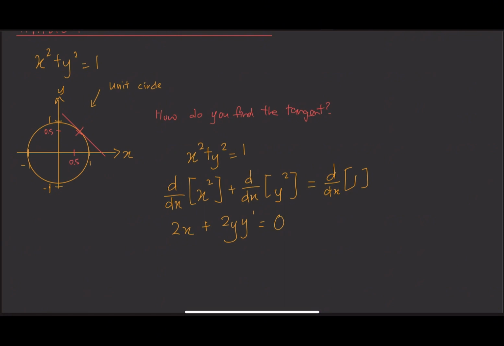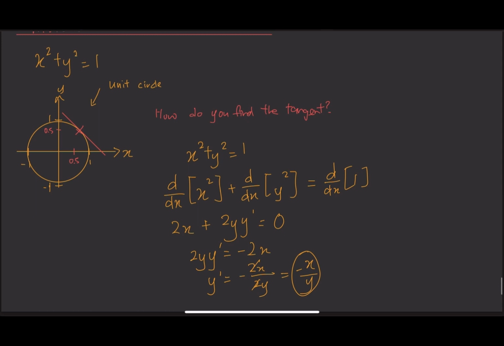Now, you want to isolate the y prime to find the derivative, right? So we bring 2x to the other side, and then we get y prime equals negative 2x over 2y, which equals negative x over y once you cancel it out. Okay, now this is the derivative of the function. What does this mean?